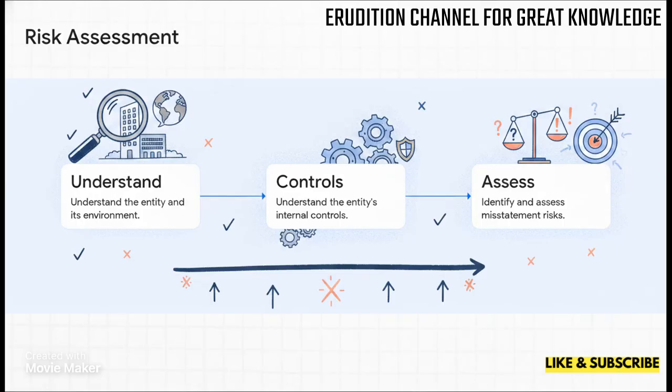Under Standard on Auditing, or SA 315, you are required to perform specific risk assessment procedures. Step 1, you have to obtain a deep understanding of the entity and its environment. Step 2, understand their internal controls. And Step 3, based on all that, you identify and assess the risks of material misstatement at both the overall financial statement level and, zooming way in, at the specific assertion level.